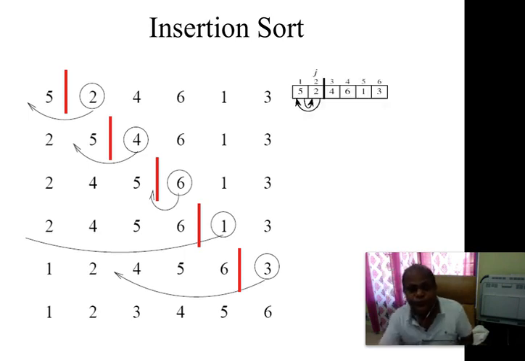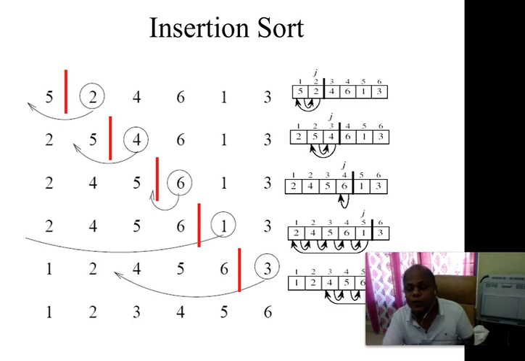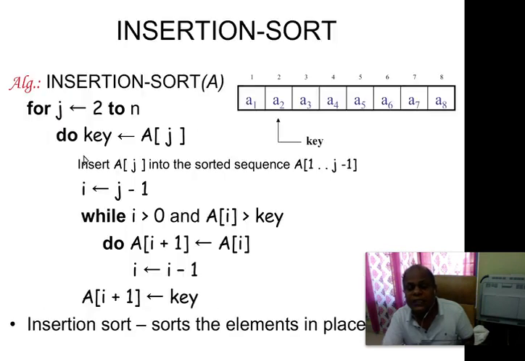See, this is the case, it is happening as I have already explained. 2, 5 we are exchanging, then 4 is coming, then 4, 5 we are exchanging, and then 6 is coming, it is not exchanging, then 1 is coming, then 1 is going past 5, like this it is sorted.